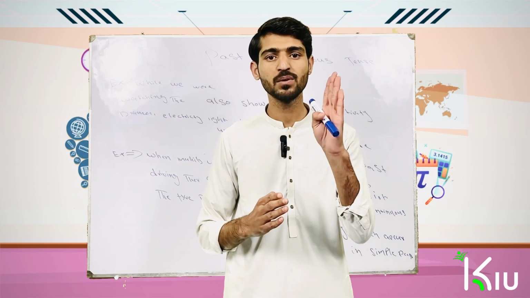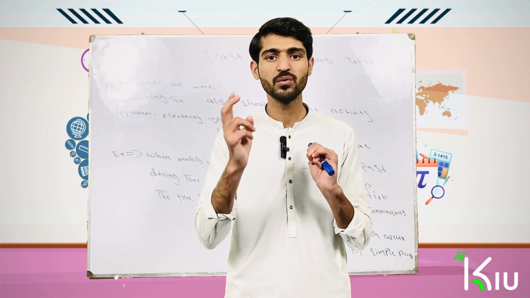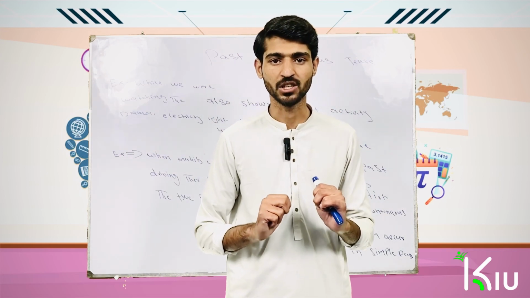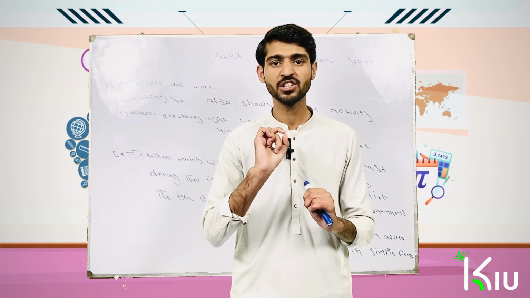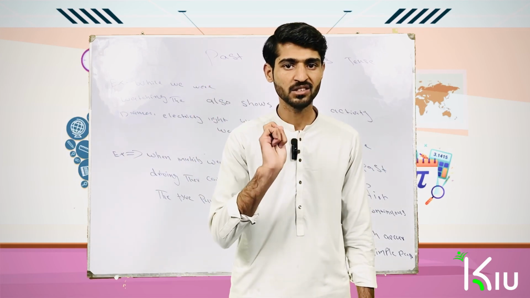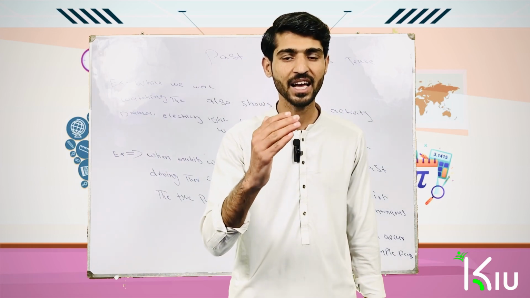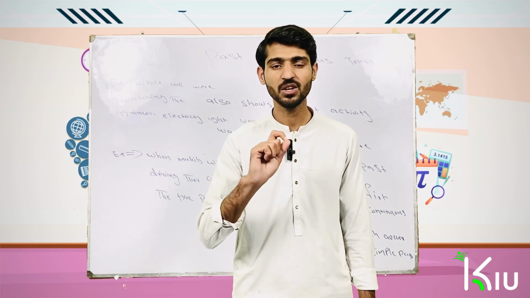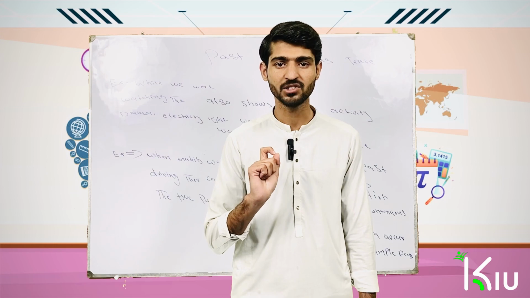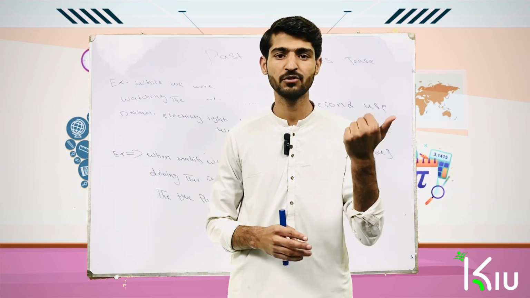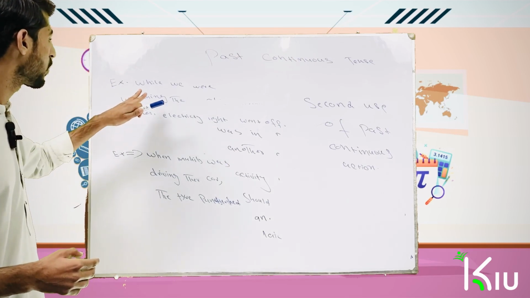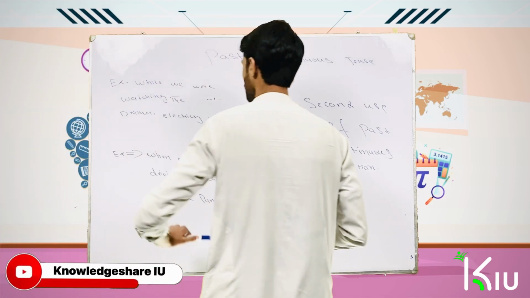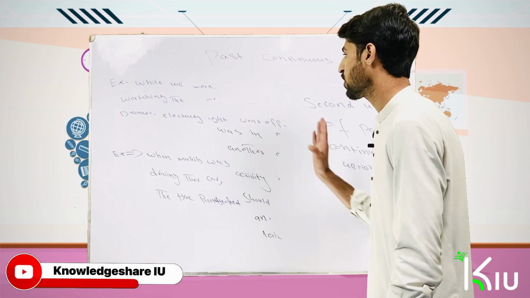So in that case, we will use past continuous tense when we are showing two actions. One action happened before another action. So the first action will be in past continuous tense, and the second action which occurred later will be in simple past tense. So how will we use that? We have two examples which are written there. The first example is: while we were watching the drama, light went off.